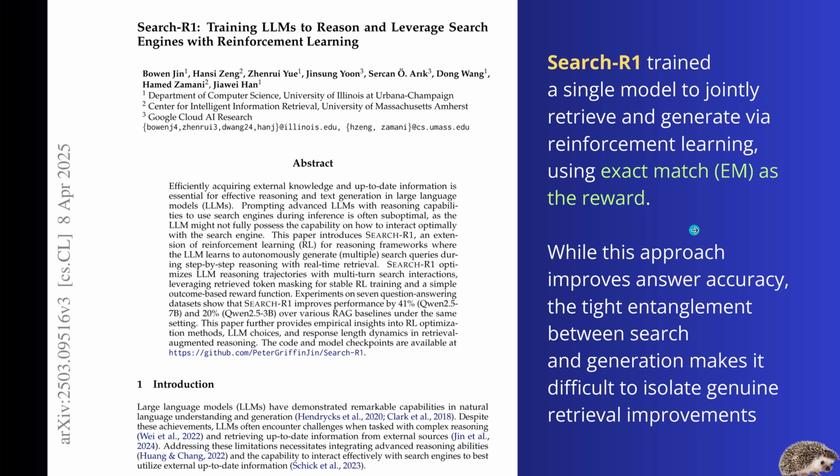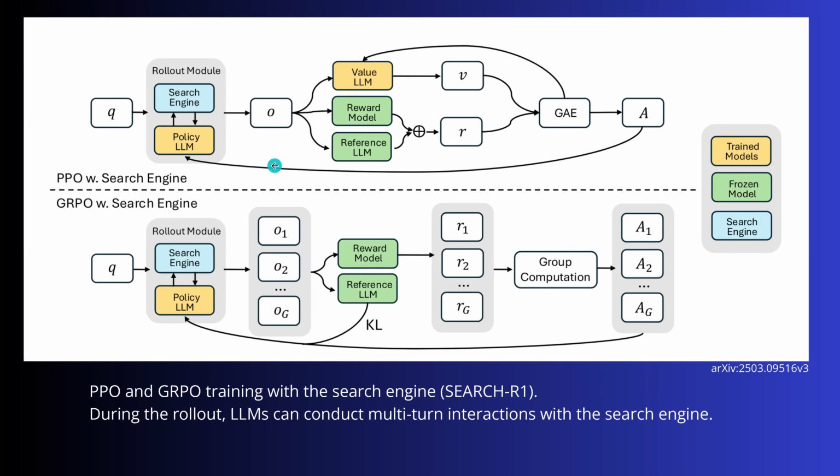While this approach improved the answer accuracy further, the tight entanglement between the search and the generation makes it difficult to isolate some real, genuine retrieval improvements. And they did this, by the way, for PPO, the classical PPO with a search engine, and for group relative policy optimization with a search engine. And you remember, we do not have the value LLM here, we go without. We have a relative group-specific computation. Of course, we have a Kullback-Leibler divergence, but what they did, and you have the advantage function, beautiful, we talked about this for the group computation.